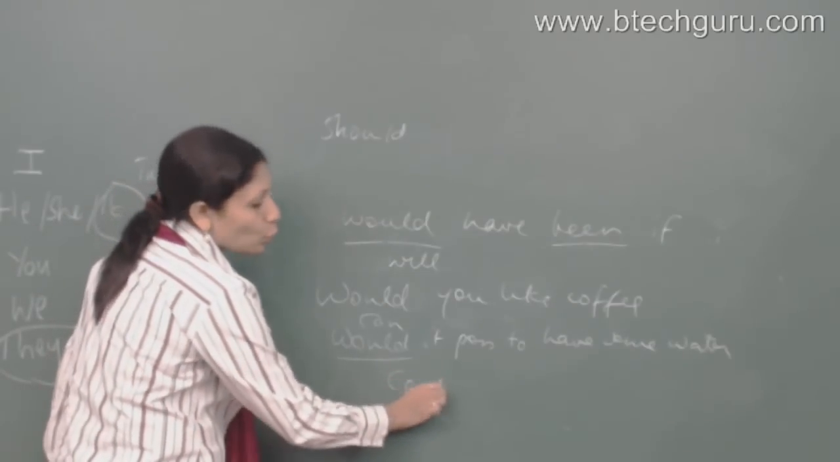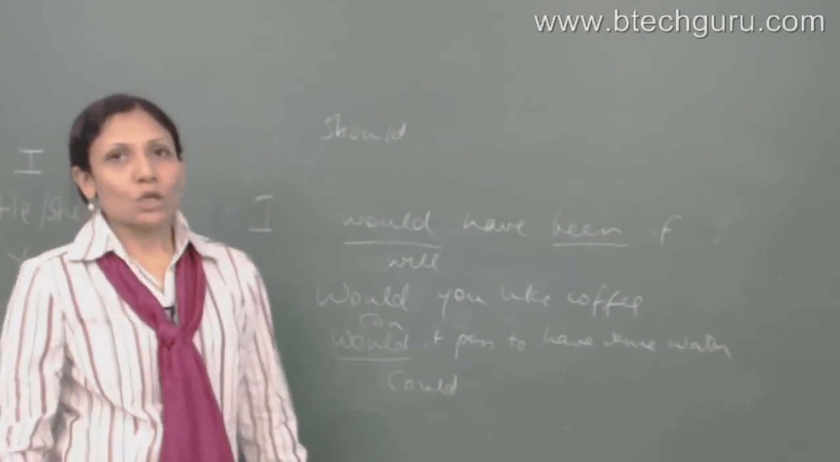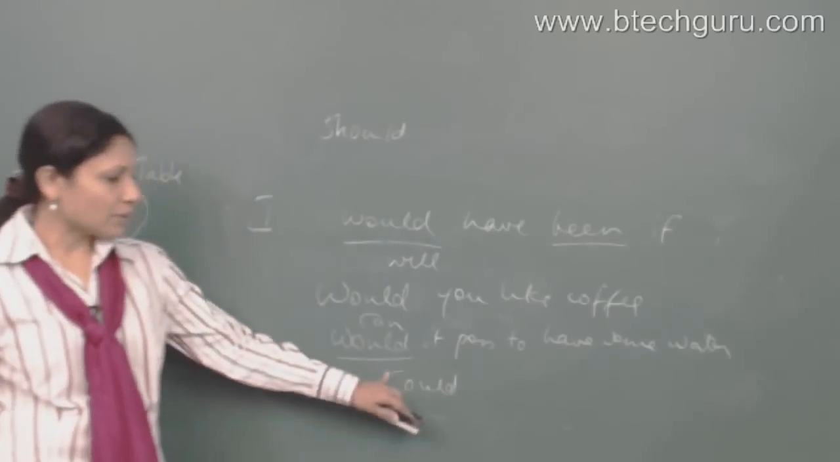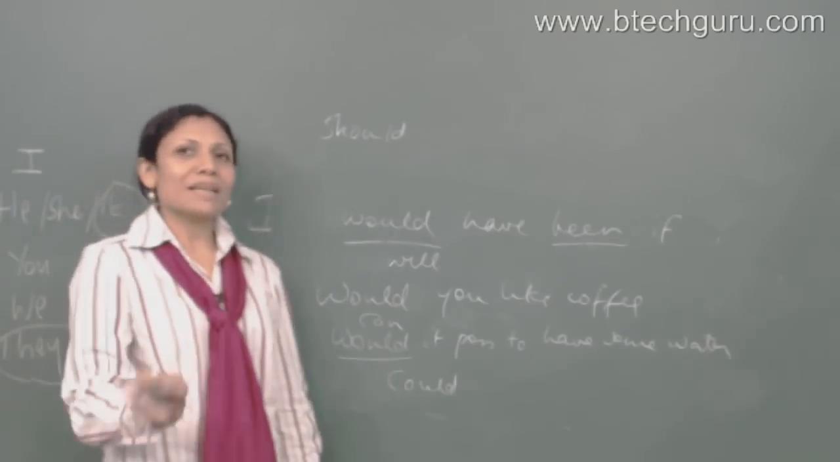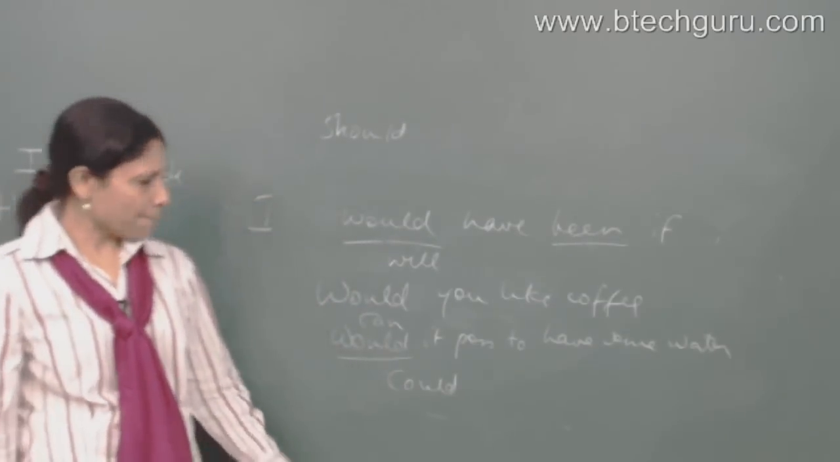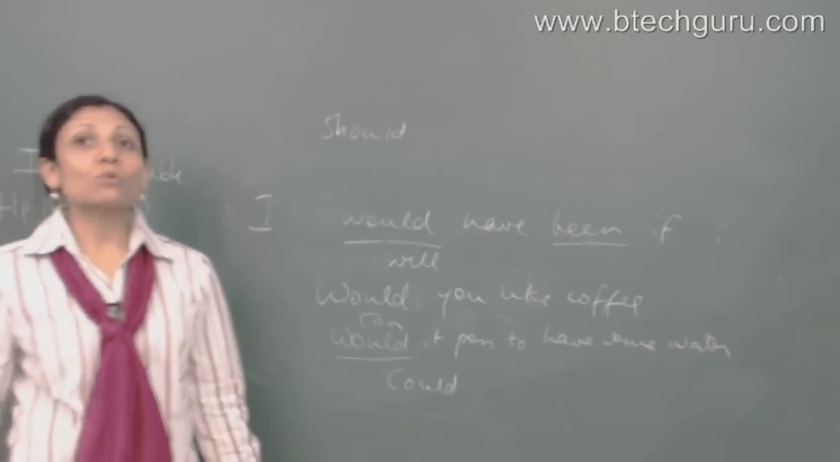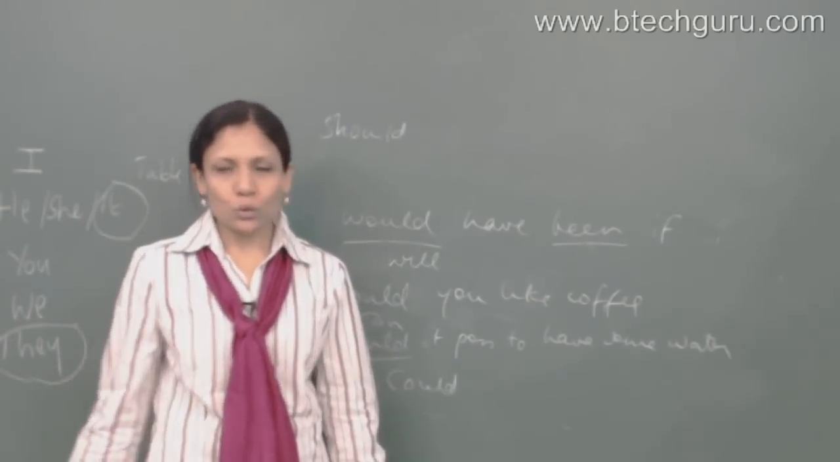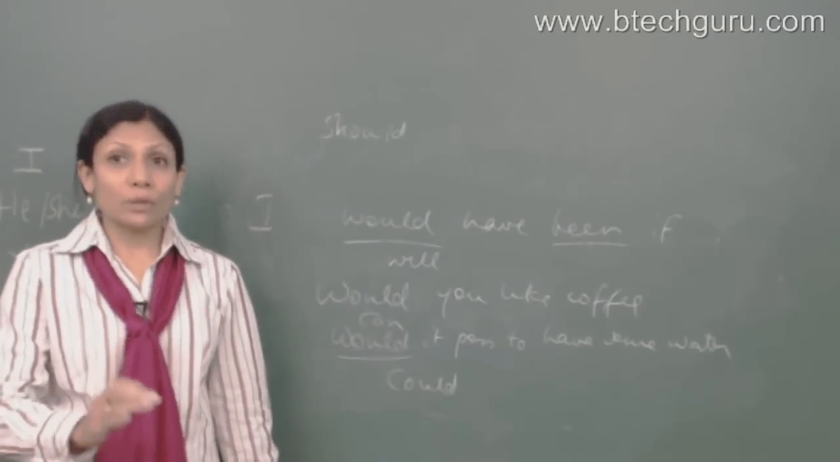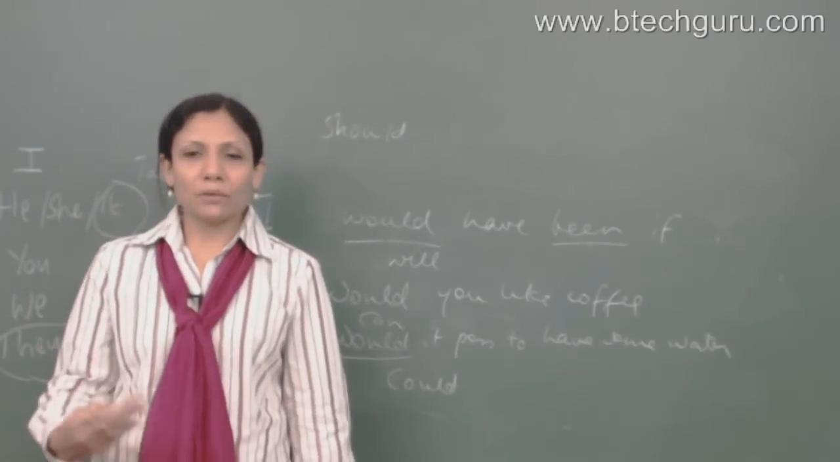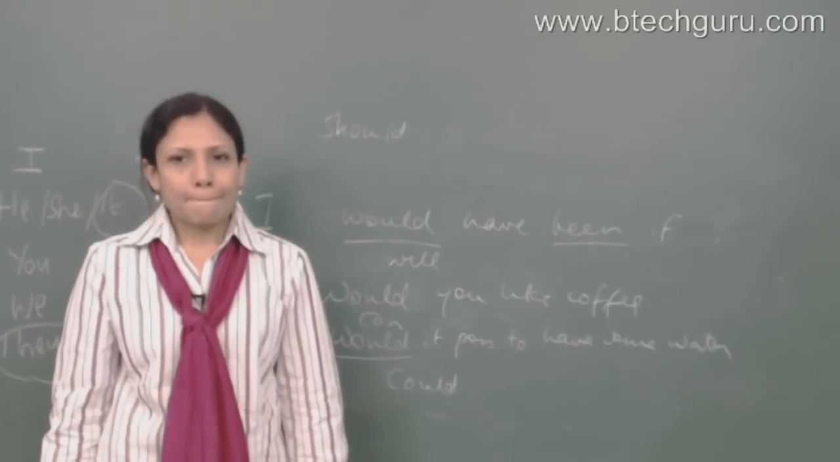Sometimes you can also use could. Could is also a request. So could, would, can, all these are request words. It doesn't have anything to do with a tense. It's only there because it sounds polite, and that is why we are using would. So it's got nothing to do with the tense, and it is about a request that is going to happen. The request has not yet happened.